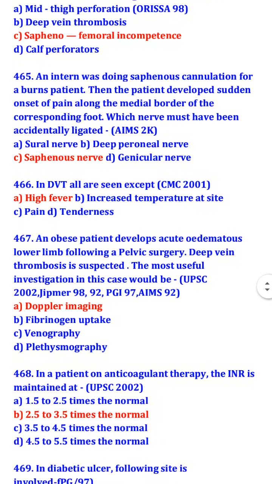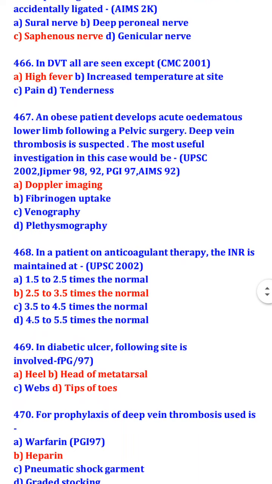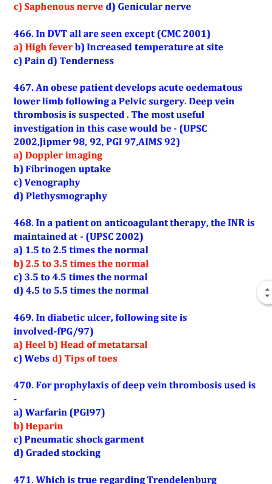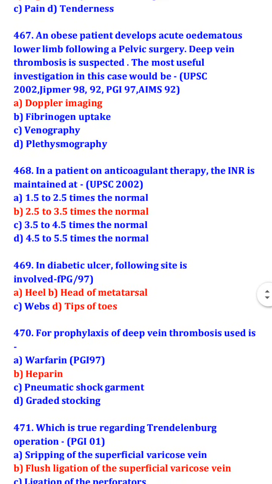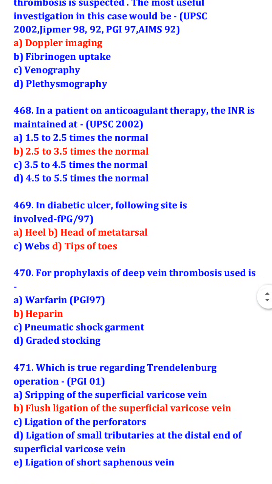An obese patient develops acute edematous lower limb following a pelvic surgery. Deep vein thrombosis is suspected. The most useful investigation in this case would be Doppler imaging. In a patient on anticoagulant therapy, the INR is maintained at 2.5 to 3.5 times the normal. In diabetic ulcer, following site is involved: heel, head of metatarsal, tips of toes.